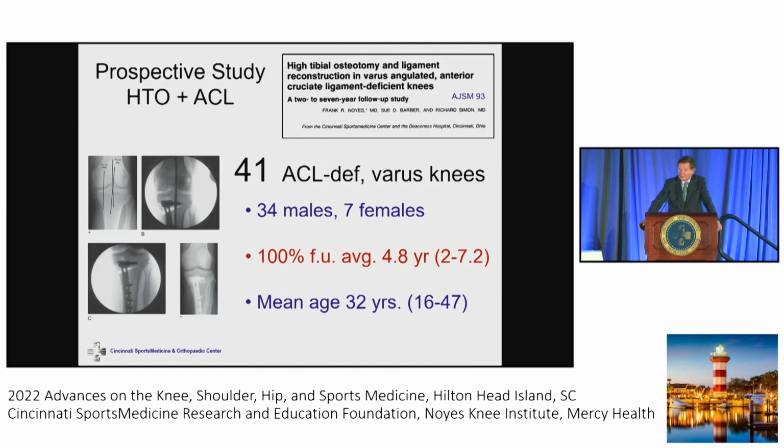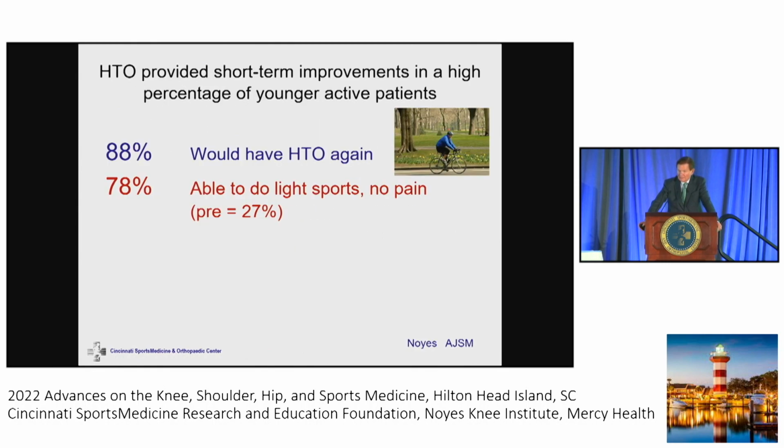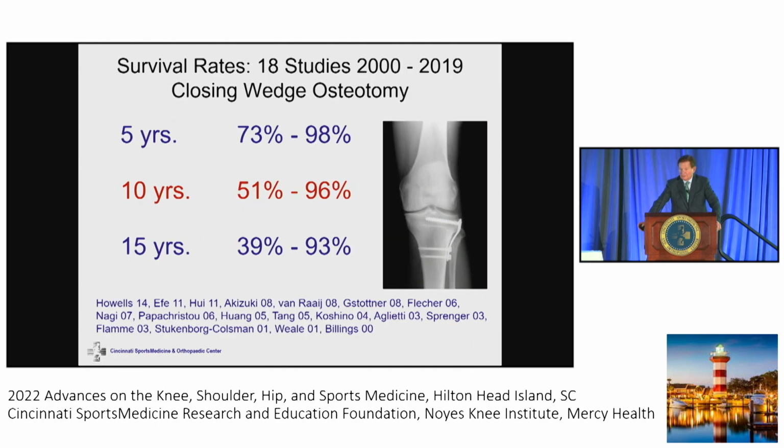So real fast in terms of closing, this is 41 patients that we reported on osteotomy. 88% would have the HTO again. 78% were able to do light sports, but not any heavy sports. They've got arthritis. So you're just unloading an arthritic portion of your joints. So don't have unrealistic expectations.